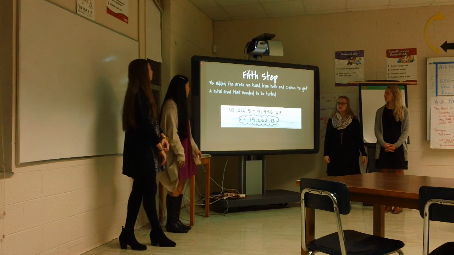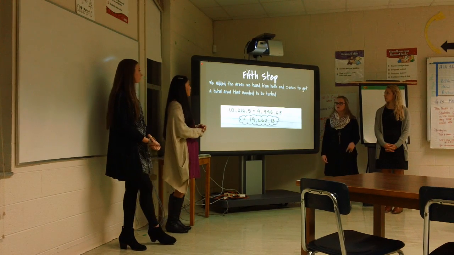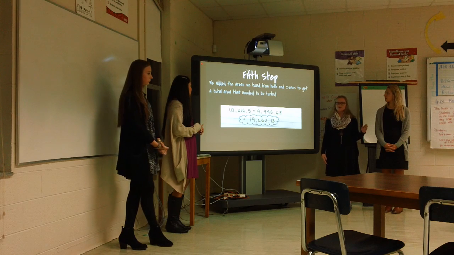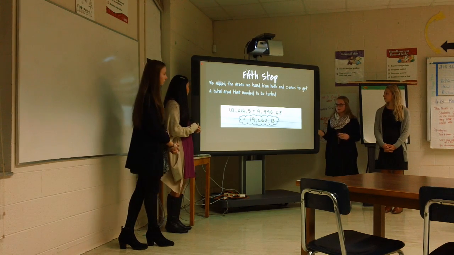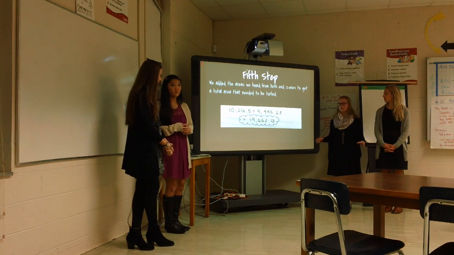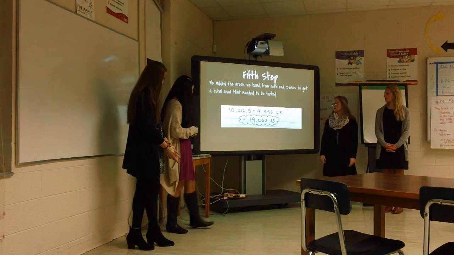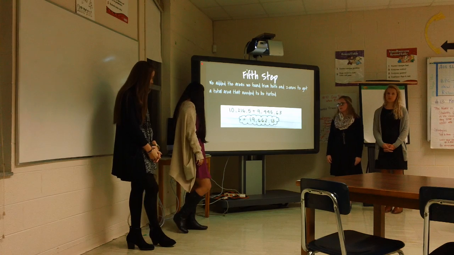And then for our fifth step, we added the total area that we got from the first end zone and the total area from the second end zone together to figure out the total area of turfing that we would have to do. We got 19,662.13 square feet.